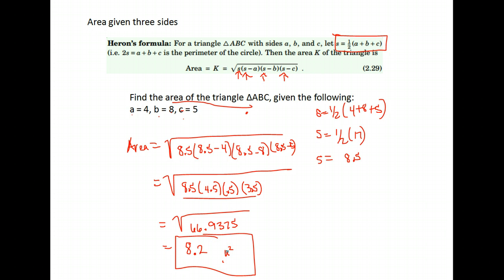Okay, so that's finding the area of a triangle if you're given the three sides. Yes, you could use the law of cosines to find another angle and use that first formula we worked with, but this one works just fine too.